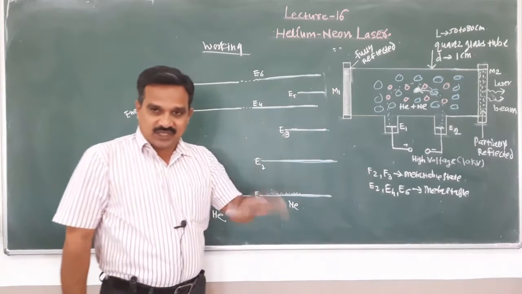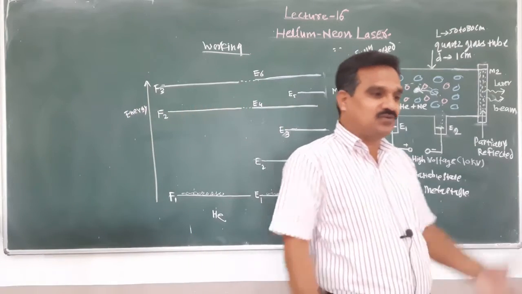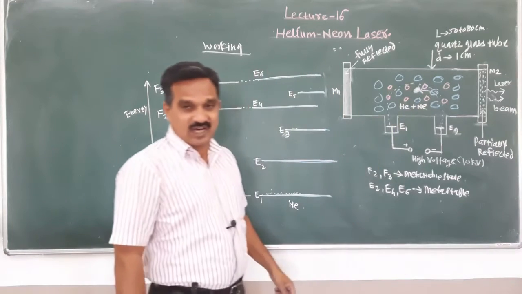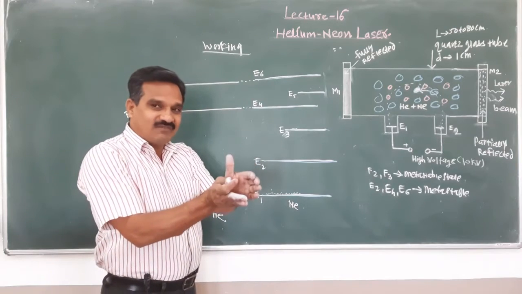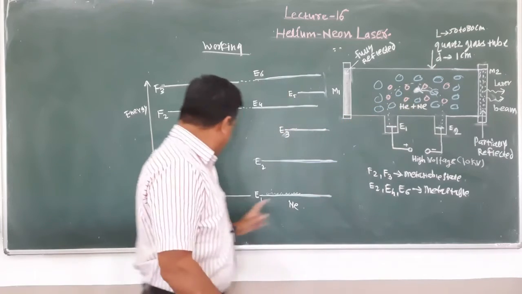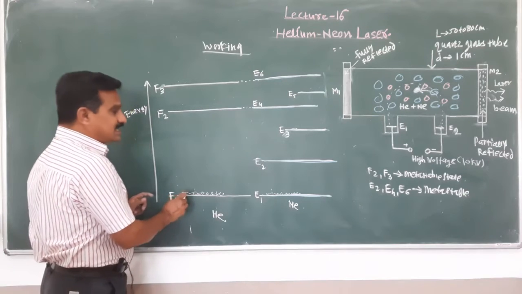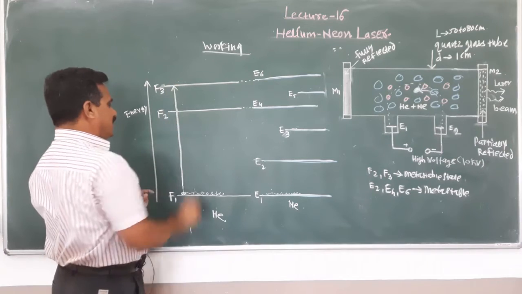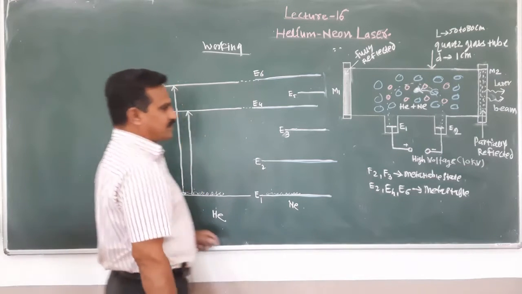The electron produced by electrode E2 acquires sufficient energy due to the acceleration, and collides with helium atoms. The energy of that electron is transferred to the helium atoms present here. Due to this, what will happen? This helium atom moves to the F3 level or it can be moved to the F2 level.